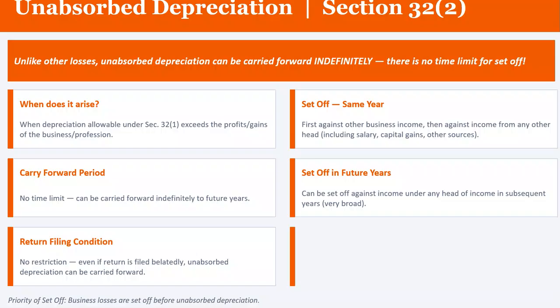Unabsorbed depreciation. Unlike other losses, unabsorbed depreciation can be carried forward indefinitely. So there is no time limit for set off. When does unabsorbed depreciation loss arise? Unabsorbed depreciation loss means the depreciation allowable for the year exceeds the profits or gains of the business or profession. The remaining conditions we have discussed earlier, that is carry forward for unlimited period, set off in the same year and set off in future years also against any other head of income.